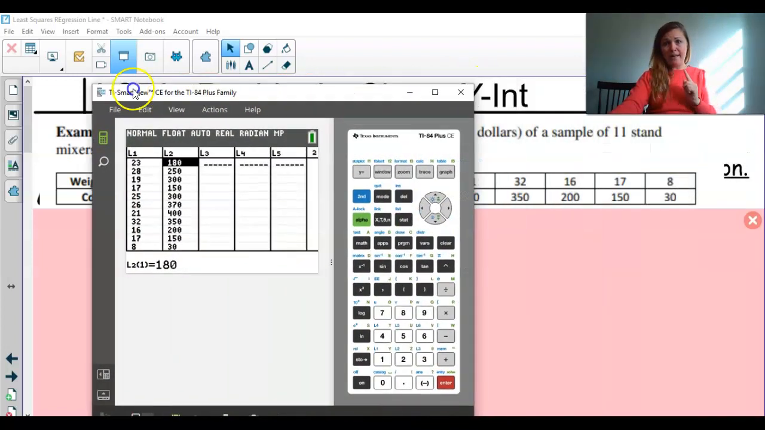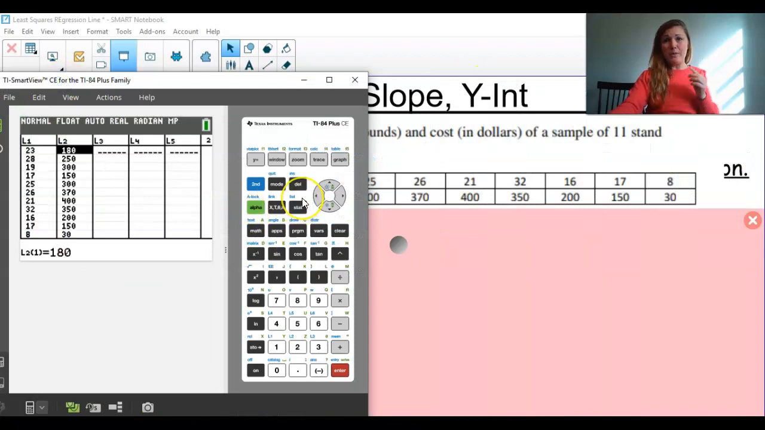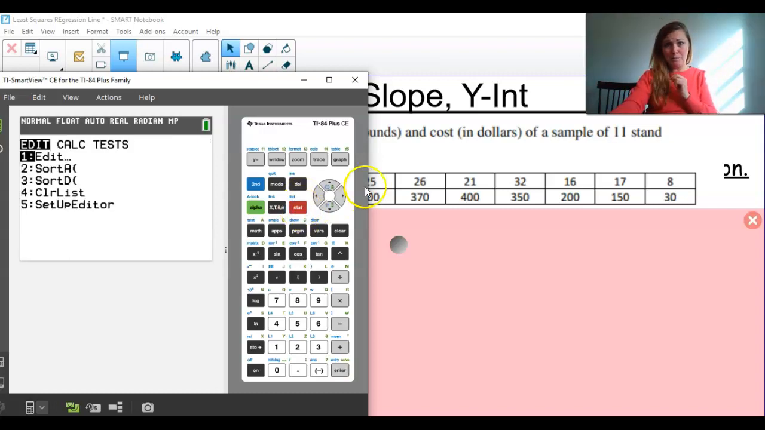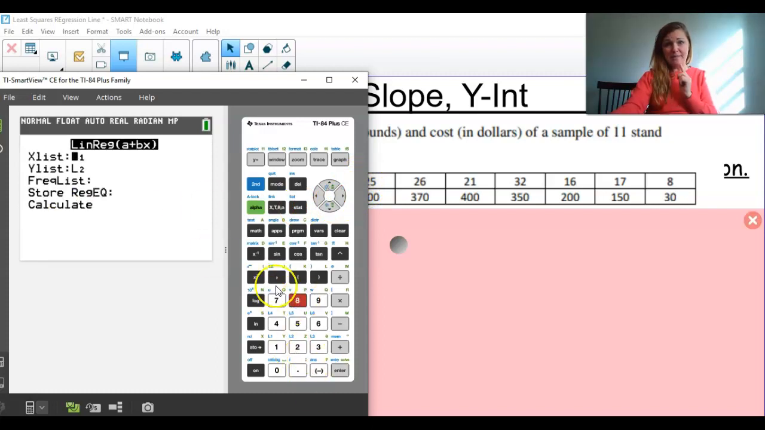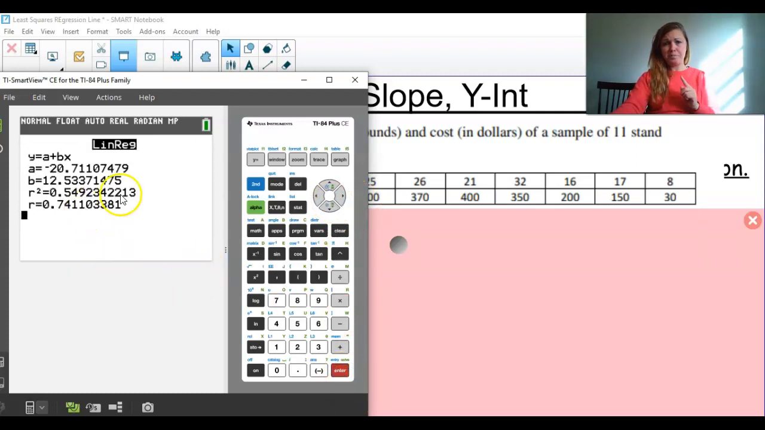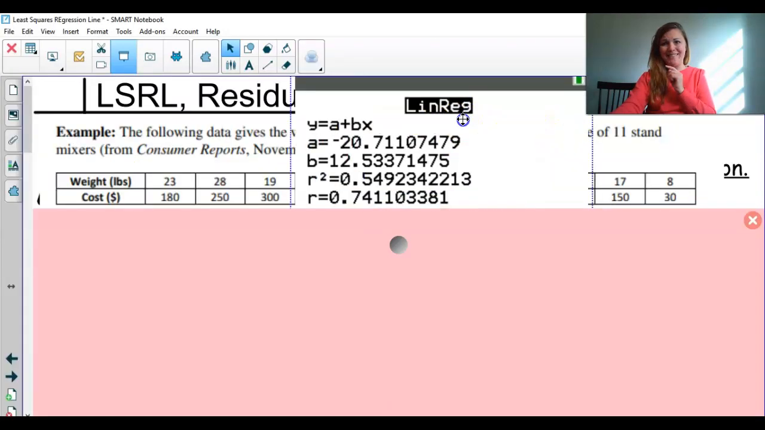Okay, hopefully you are back now. Now what we want to do is run our LinReg A plus BX. To remind you how to do that, we hit Stat, we arrow over to Calc, and we use this number 8. We have L1, L2, and we calculate. Those of you with the old calculators, you can just go ahead and hit enter one more time. And we see this screen, okay? And I'm going to be fancy and pull it over here.